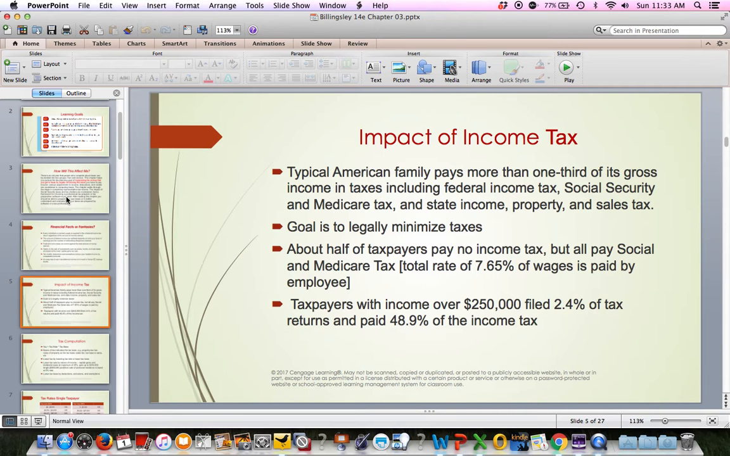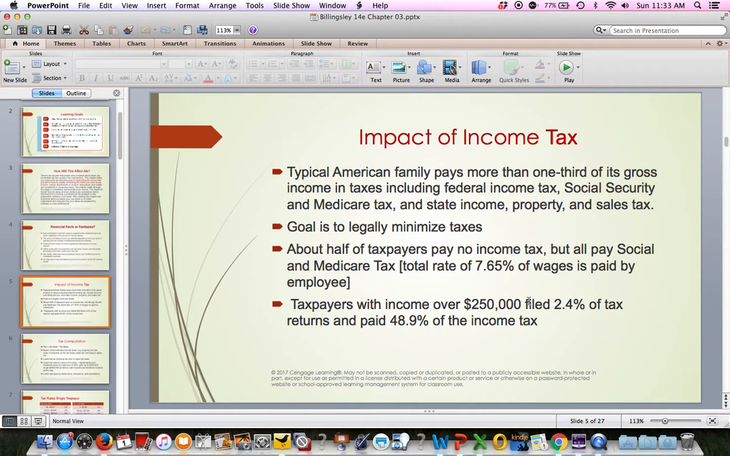And of course, the goal is to minimize your tax burden legally, and there are certain things you can do to take advantage of tax law, to make certain kinds of expenditures or investments that will ultimately in the future reduce your tax bill. About half of taxpayers pay no income tax because they earn less than the federal threshold for that to kick in. However, if you have a paycheck, everybody pays Social Security and Medicare tax, which is 7.65% of wages. So no matter who you are, 7.65% of your wages is taxed for Medicare and Social Security.